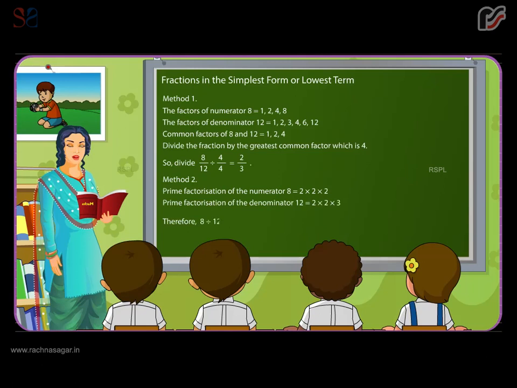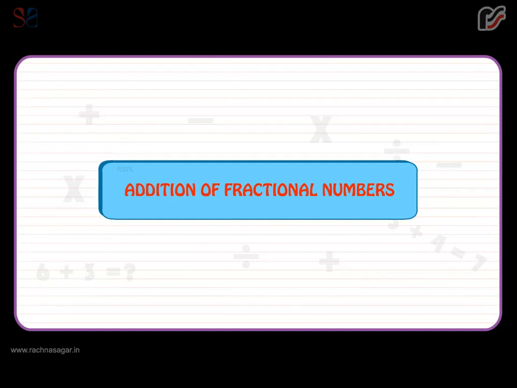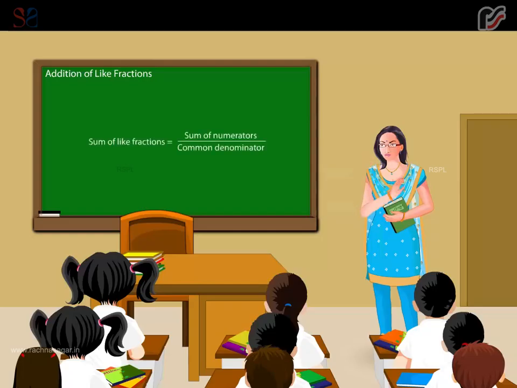Therefore, 8 divided by 12 is equal to 2 into 2 into 2 by 2 into 2 into 3, which is equal to 2 by 3. Addition of fractional numbers. Addition of like fractions. The sum of like fractions is equal to the sum of numerators by the common denominator. Let's try to find the sum of 8 by 13 and 15 by 13.